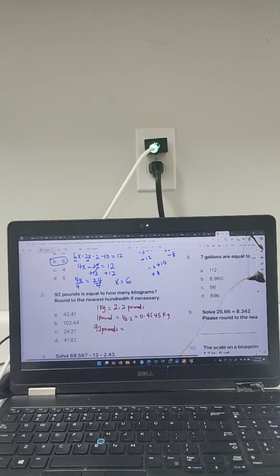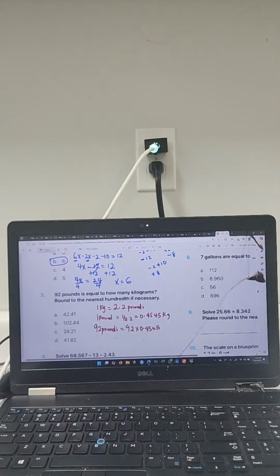So that is, if 1 pound can be equal to this, 2 pounds is going to be twice of this, 3 pounds is going to be 3 times this. So 92 pounds is going to be 92 times 0.4545. Okay, you can see option D.